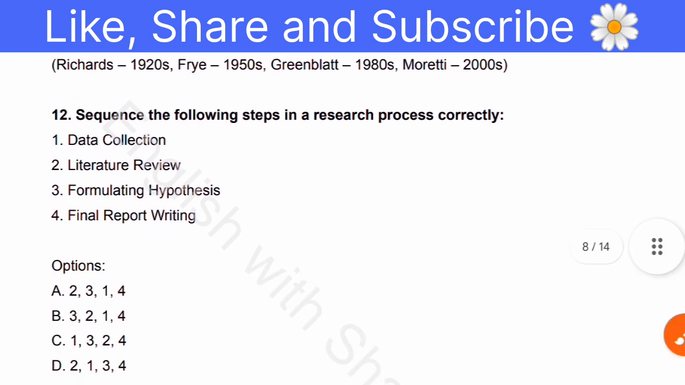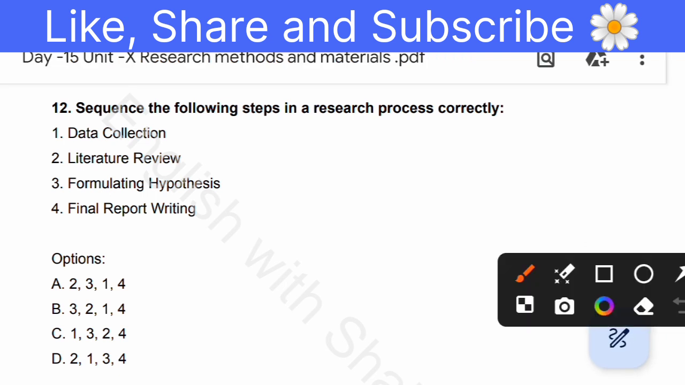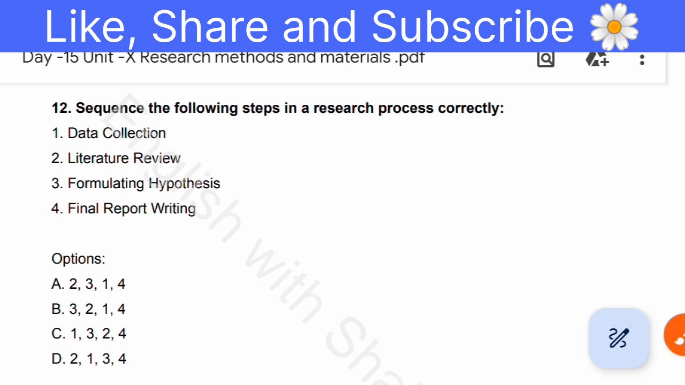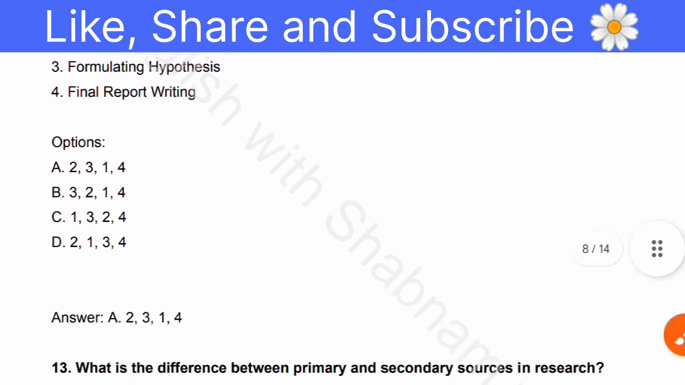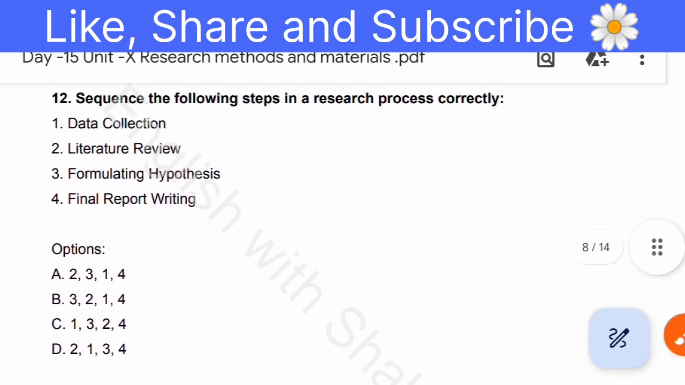Here are the options. You can see sequence, chronologize, you have to do the steps that we use while having a research. What would be the correct process? Data collection, review, formulating hypothesis, or final report? Correct answer of this question is going to be the option A, that is 2, 3, 1, 4. Okay, this is the correct answer.